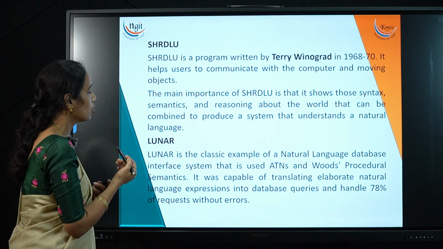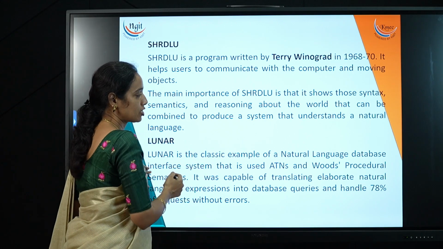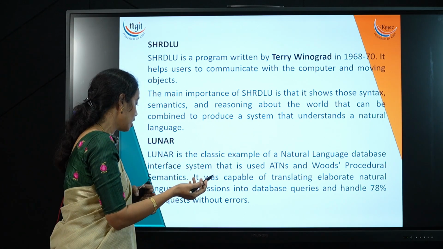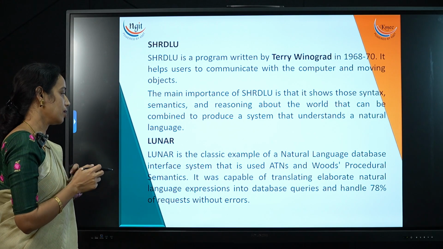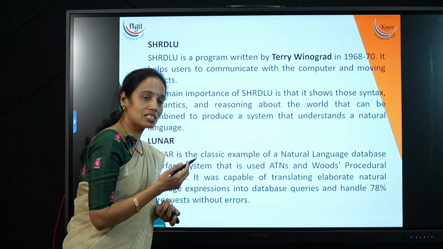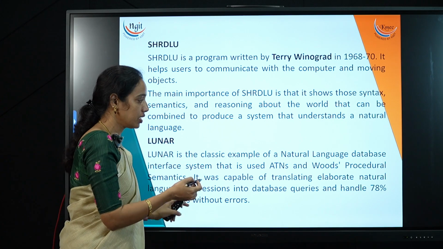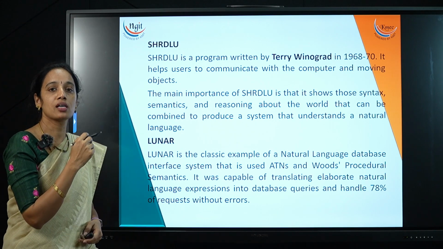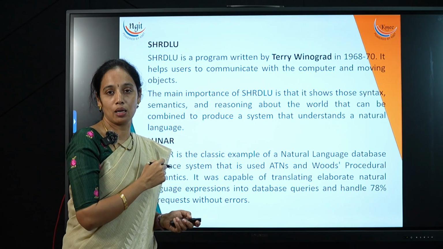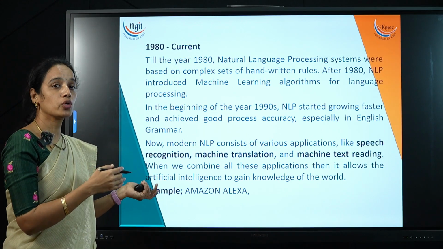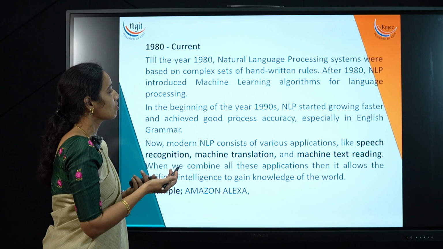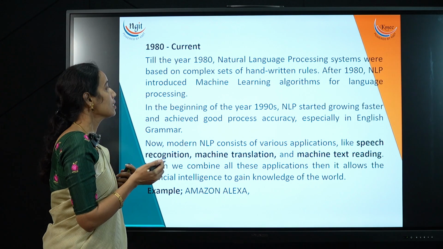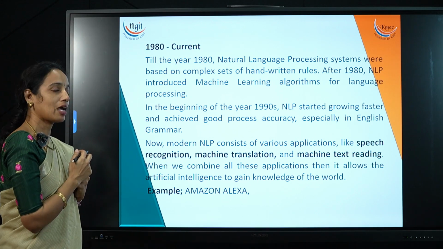Another example is LUNAR, a classical example of a natural language database interface system, used with augmented transition networks and Woods' procedural semantics. It was capable of translating natural language expressions into database queries and handled 78% of requests without error. So these are 2 advancements in natural language processing with the help of AI. Then from 1982 till date, language processing systems were based on complex sets of handwritten rules, and then NLP introduced machine learning algorithms for language processing.